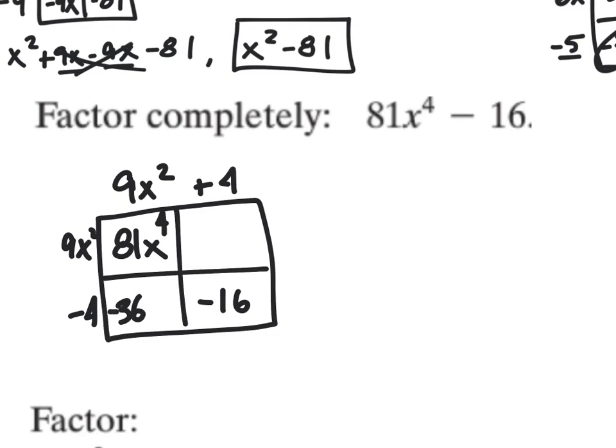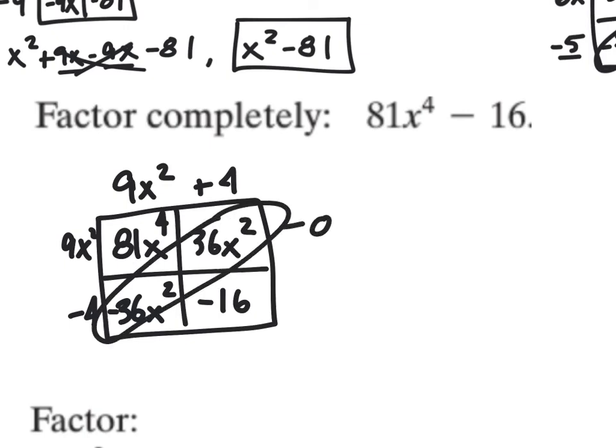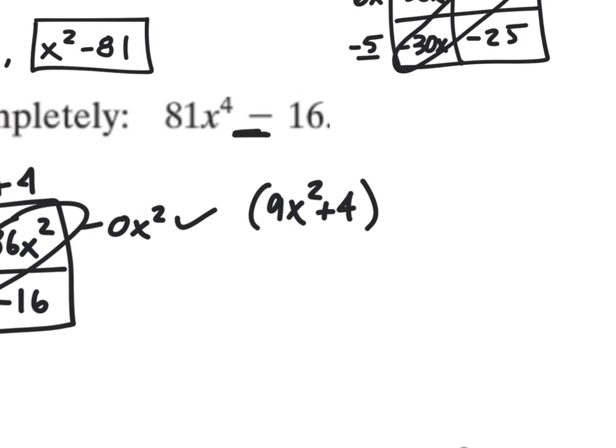Negative 36x squared. 4 times 9x squared gives me positive 36x squared. Okay, you add those together. Those are going to cancel out and add to 0x squared. So we're good on that because there is no middle term. All right, so what this is going to factor to first is 9x squared plus 4 times 9x squared minus 4.